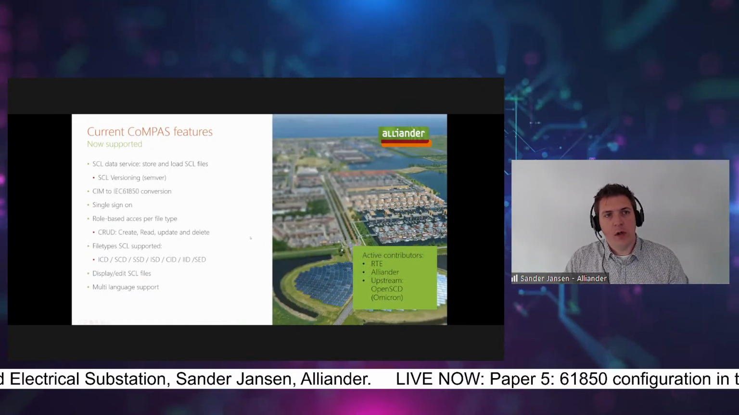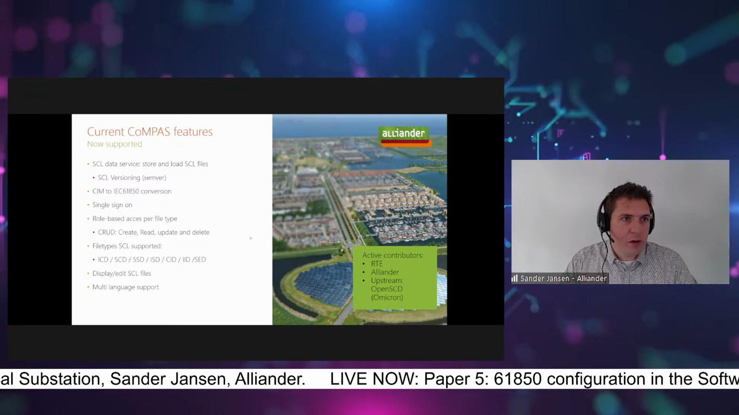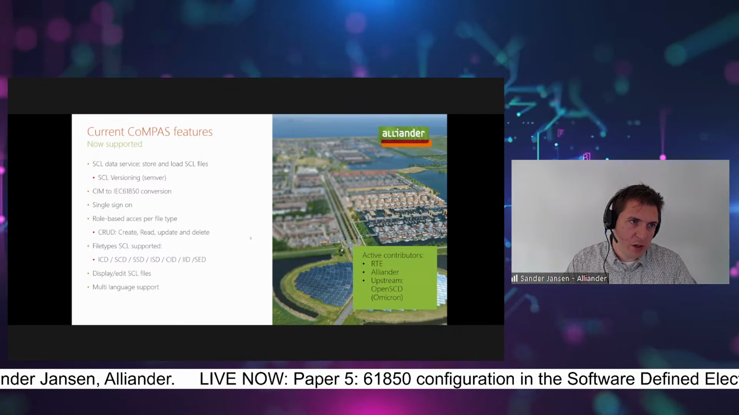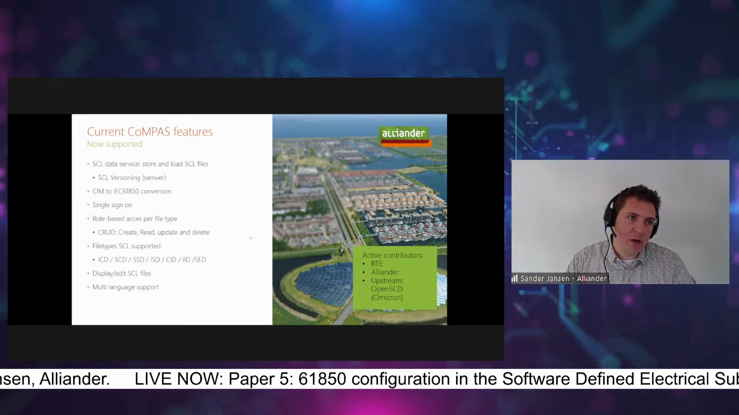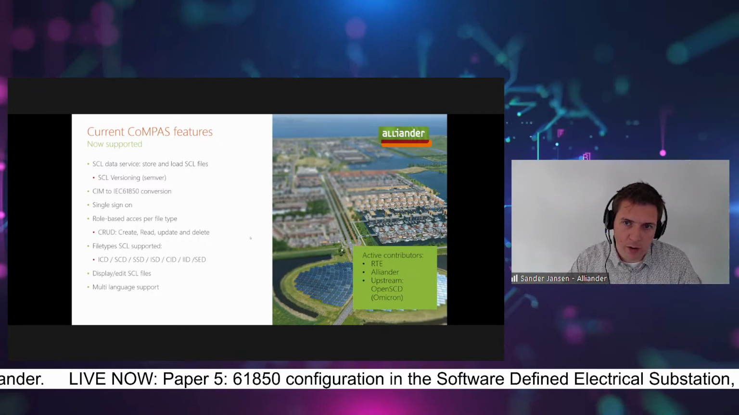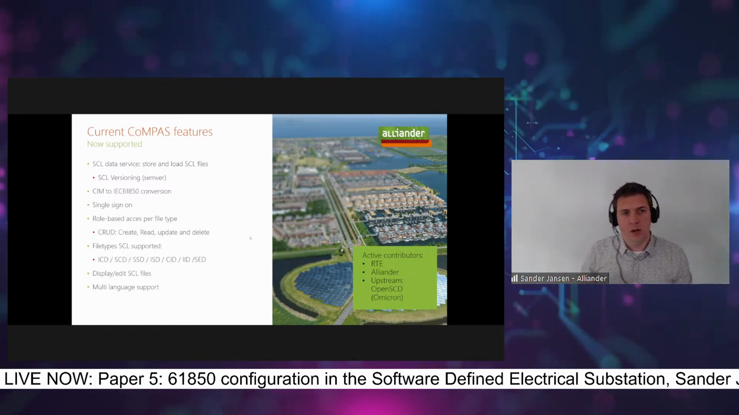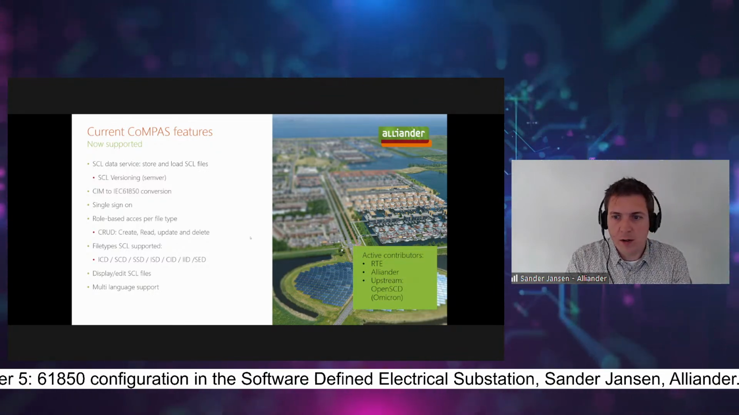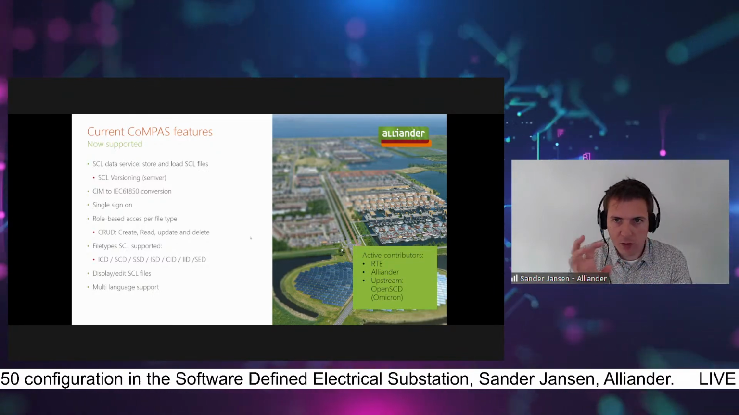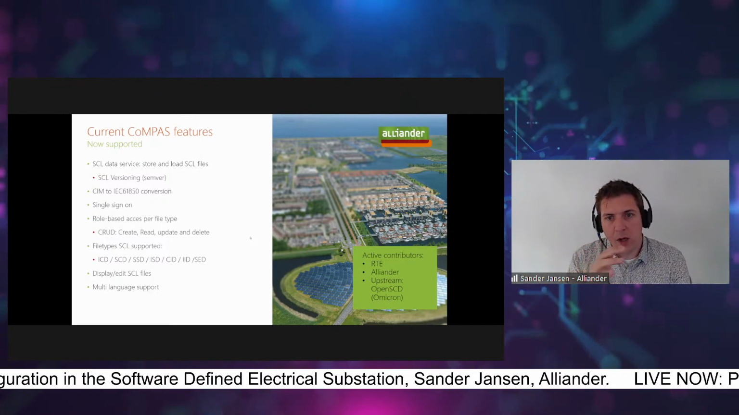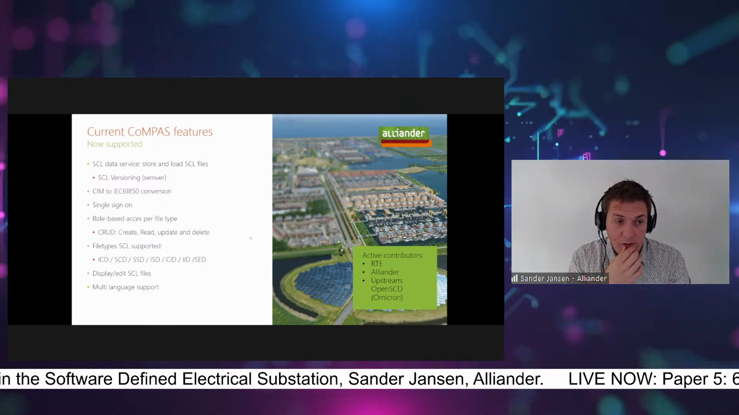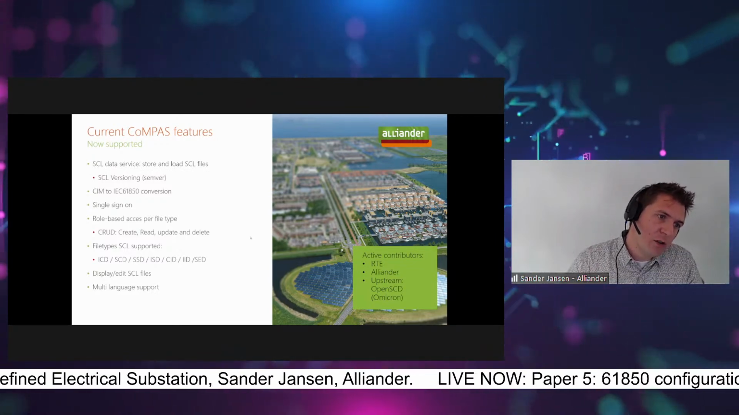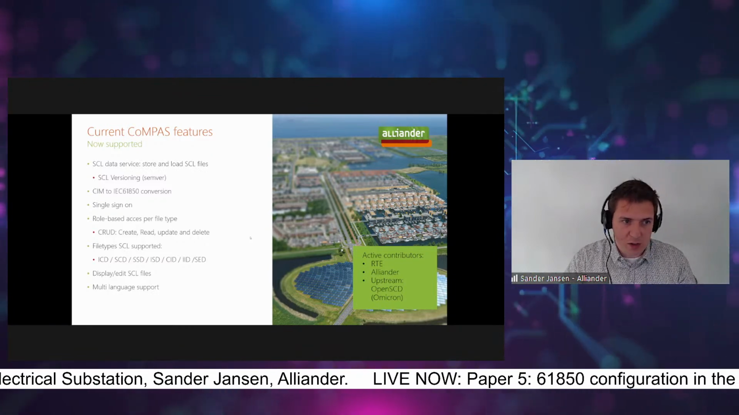So we already did some development in terms of Compass, and I think we already have some nice features. We have an SCL data store service. So we have a database where you can load SCL files, and we added versioning on top of that, because I think it's very important to know what changes are made to SCL files over time. So that's included. We built an early version of CIM to 61850 conversion.